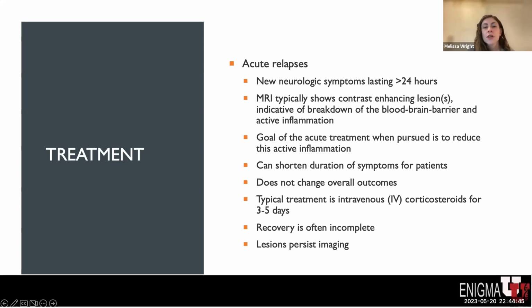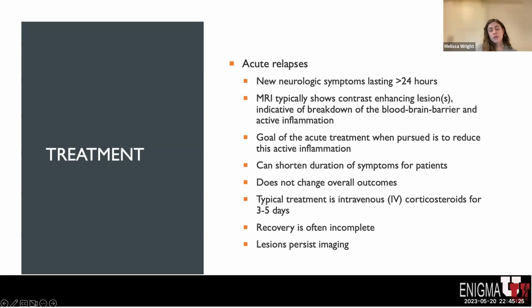The goal of acute treatment, when it's given, is to reduce this active inflammation. We know that treatment of acute relapses can shorten duration of symptoms for patients, potentially, but it doesn't really change the overall outcomes of patients. So when we have a patient who has an acute relapse, based on the severity of symptoms, we decide whether treatment is needed or not. We don't always treat relapses if symptoms are mild, as we know that, as I mentioned, this doesn't necessarily change overall clinical course or outcomes.